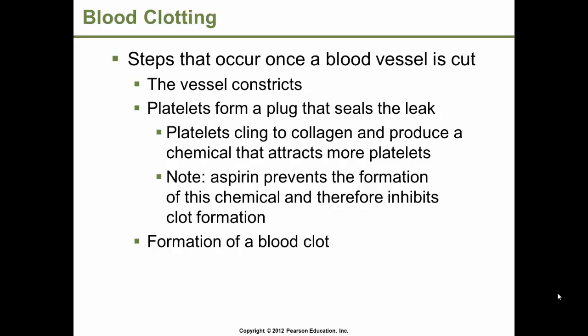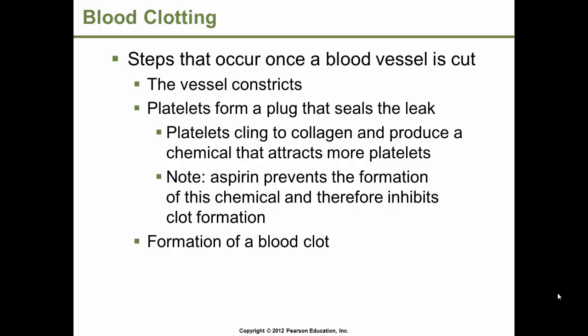We'll move to blood clotting now and steps that occur once a blood vessel is cut. Well, the blood vessel will first constrict. Platelets are going to form a plug, sealing that leak. And a chemical will attract more platelets to that site.